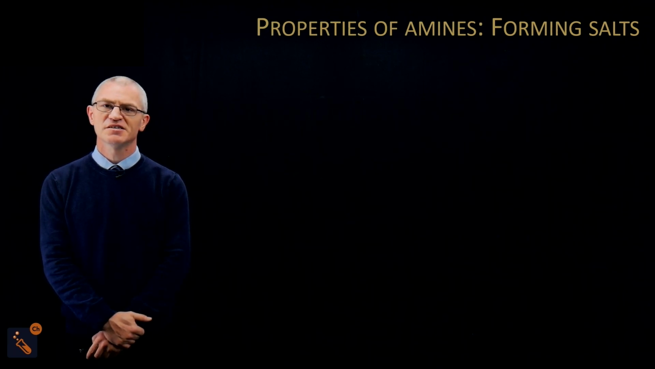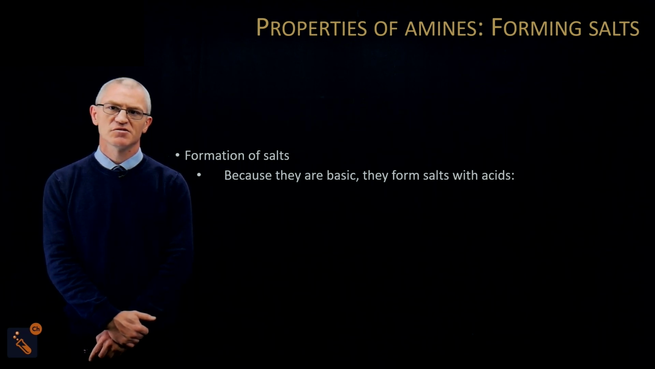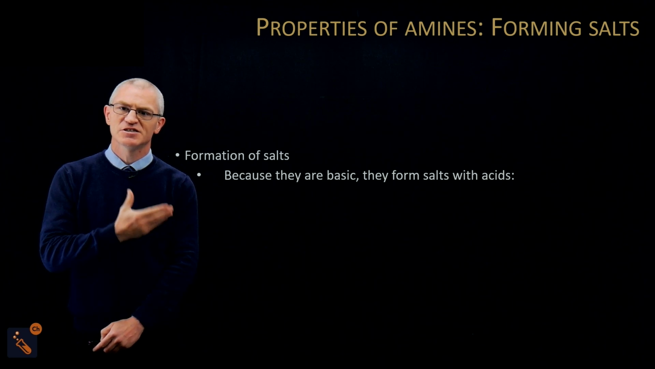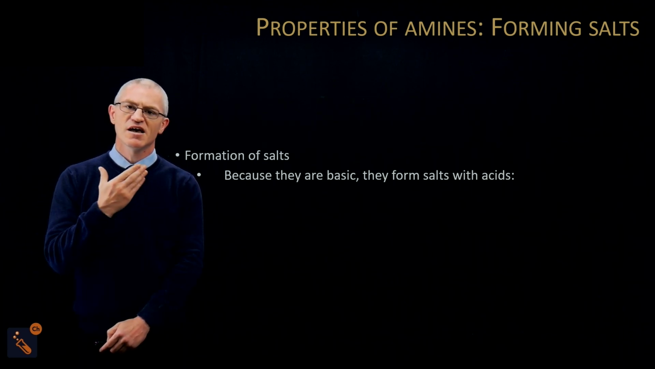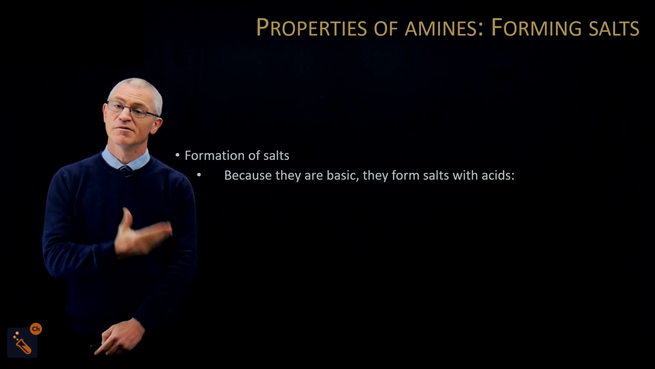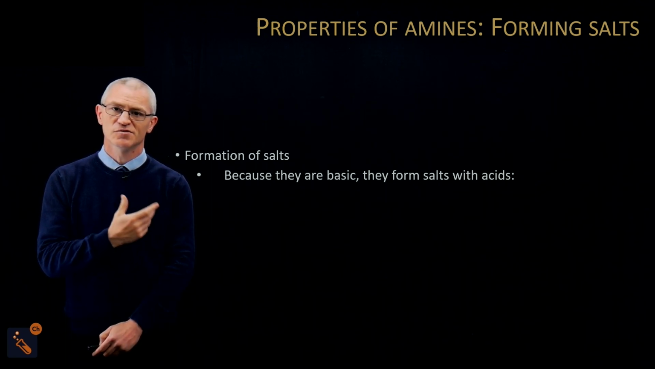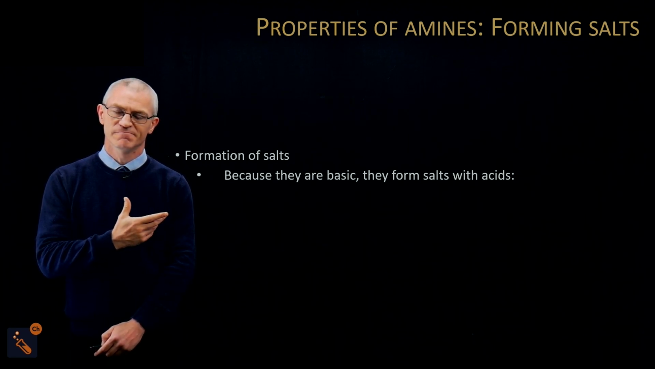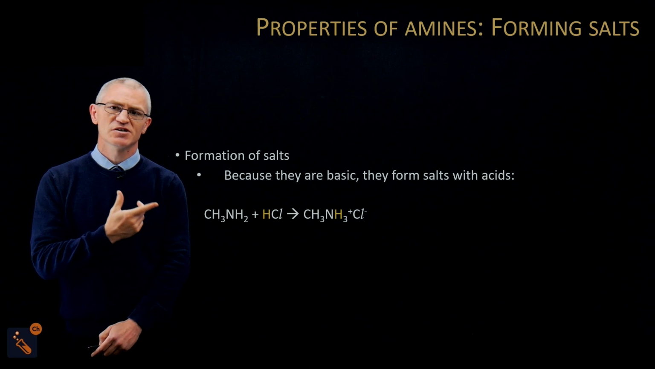Moving on from the basic properties of amines, we can now see how that links to the formation of salts. Because they're basic, they can form salts with an acid. If you remember, the definition of a salt is when an acid has its hydrogen replaced, substituted, usually by a positive metal ion or an NH4+ ion, or in this case, our positive amine ion. Let's have a look at a simple example.